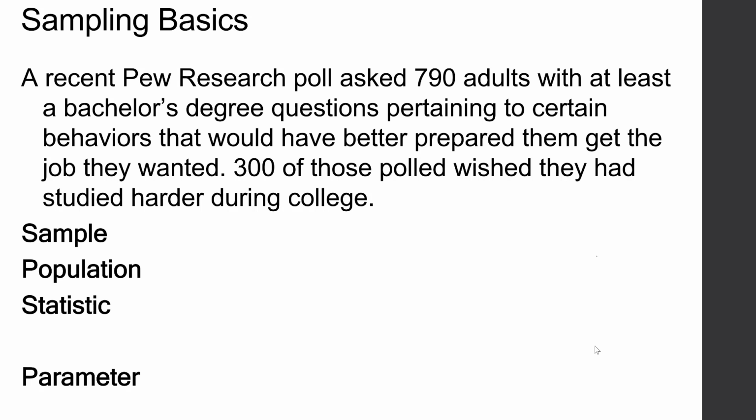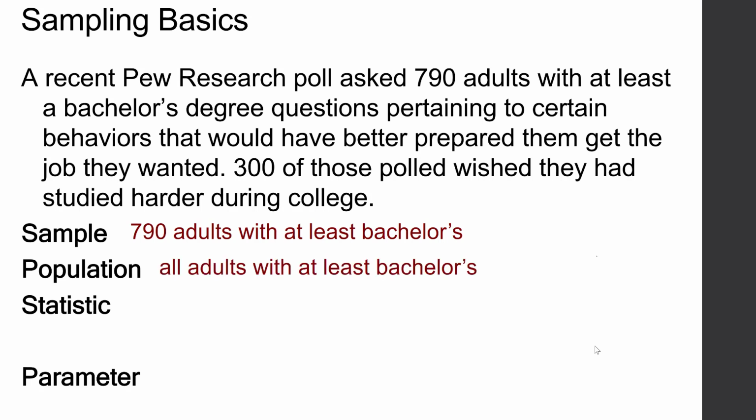So first of all, what's the sample? Well, the sample is everybody that they contacted to ask these questions. That's the 790 adults with at least a bachelor's. What would the population be? That's who they're trying to say something about. That's the larger group that the sample should have come from. So this is all adults with at least a bachelor's degree.